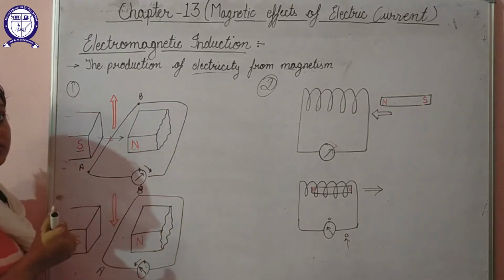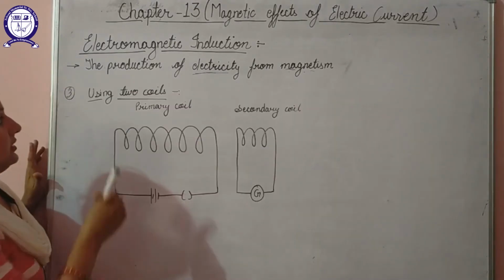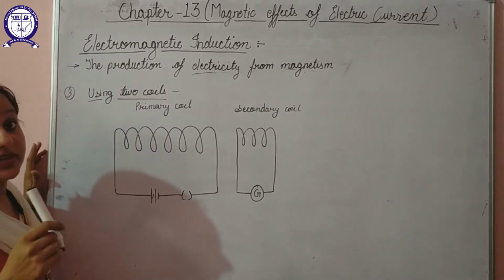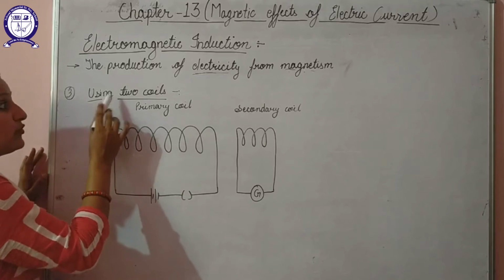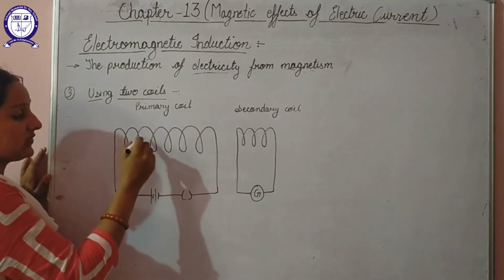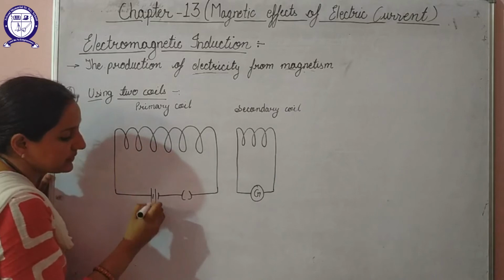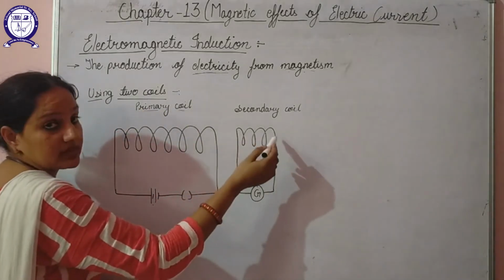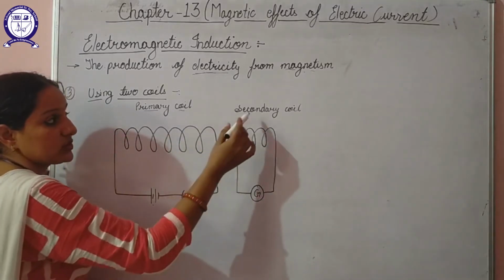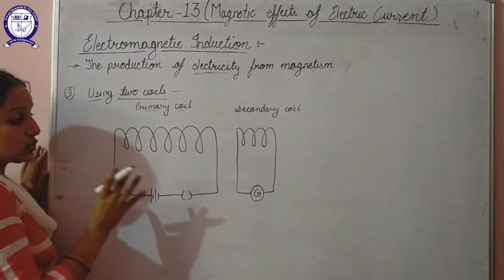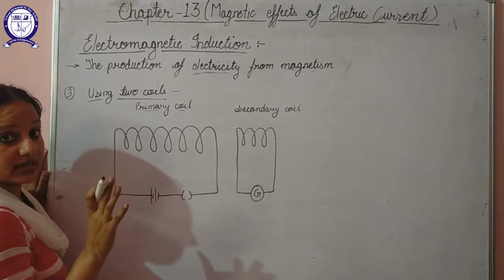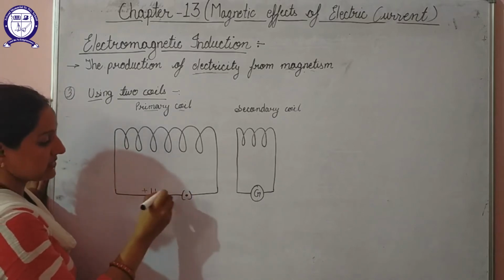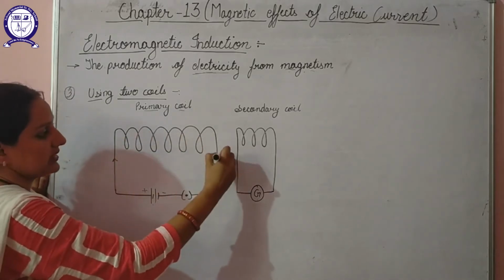Now in the third process, we will generate induced current with the help of two coils. One coil, which has a large number of turns and to which a battery is connected, will be the primary coil, and the other coil, which has fewer turns and to which the galvanometer is attached, will be the secondary coil. Here we will not move any of the conductors. What we will do is turn on the key; at that time the battery is attached, so current will start to flow in the primary coil.